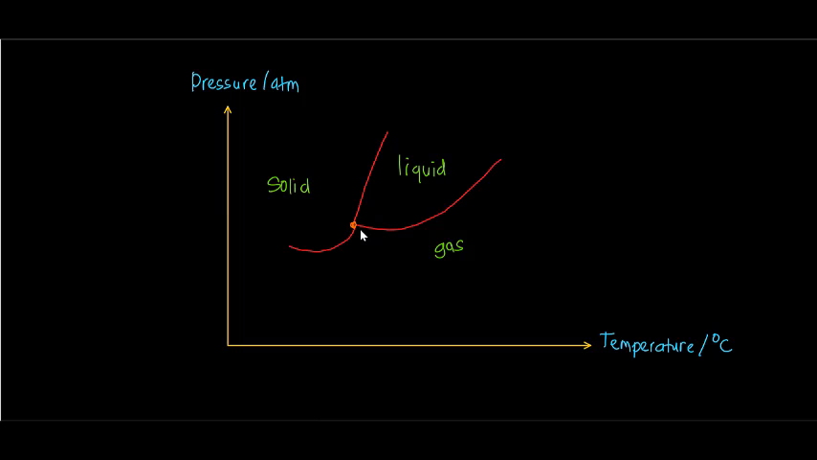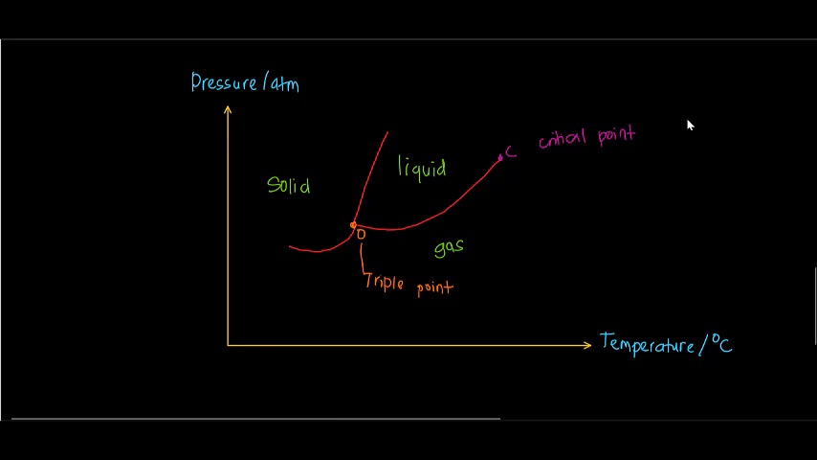This point here labeled as O is called the triple point. The triple point is the point at which solid, liquid, and gas exist simultaneously in equilibrium. The point here labeled as C is the critical point. The critical point is the highest temperature at which a gas can be liquefied. Above this point, the liquid phase cannot exist regardless of the pressure.